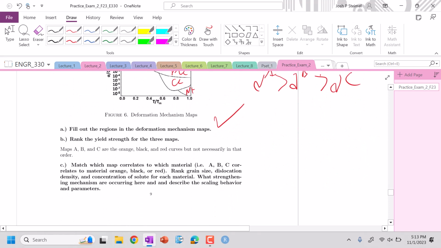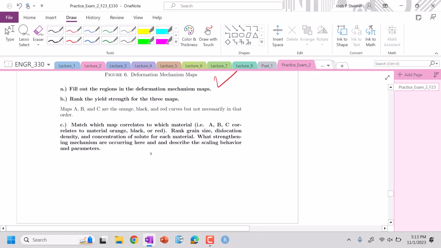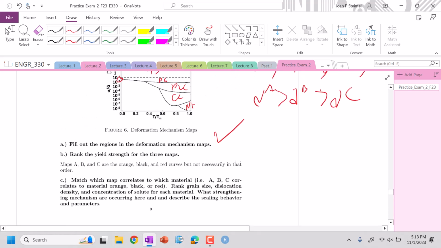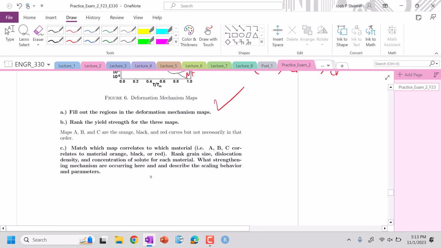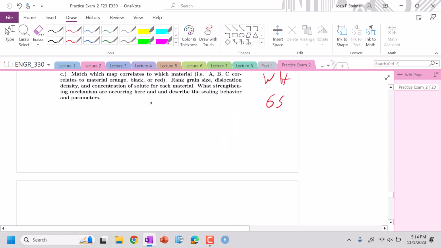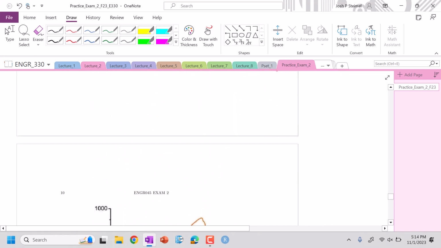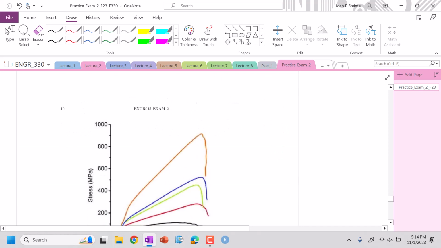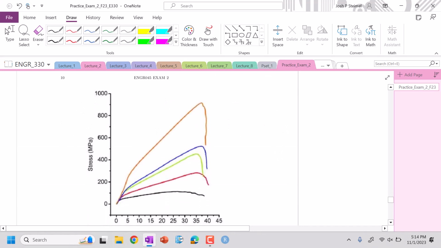Excellent. Maps A, B, and C are the orange, red, and black curves, but not necessarily in that order. Which map correlates with this material? Rank grain size, dislocation density, solute concentration. What strengthening is occurring here? Because our Coble creep region is changing, we know it's probably going to be either work hardening or grain size strengthening. So we know, what is it, orange, black, and red.